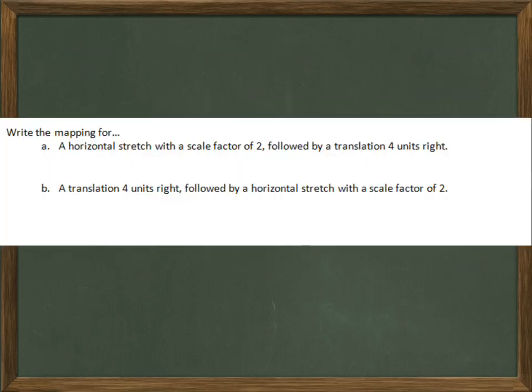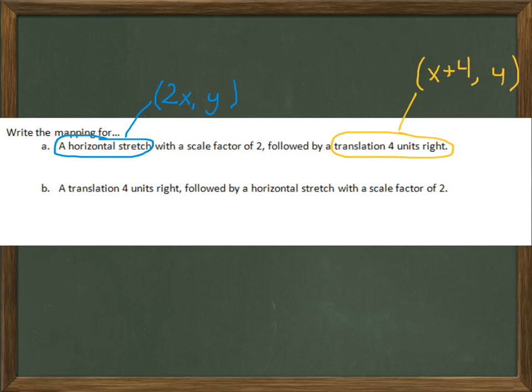We're going to write the mapping for these two, okay? And the transformations are performed in the opposite order. Okay, we're going to do a horizontal stretch, which would be multiplying the x coordinates by 2, and the y stays the same. We're going to do a horizontal stretch with a scale factor of 2, followed by a translation 4 units right. The mapping for that one is (x plus 4, y), and y stays the same.